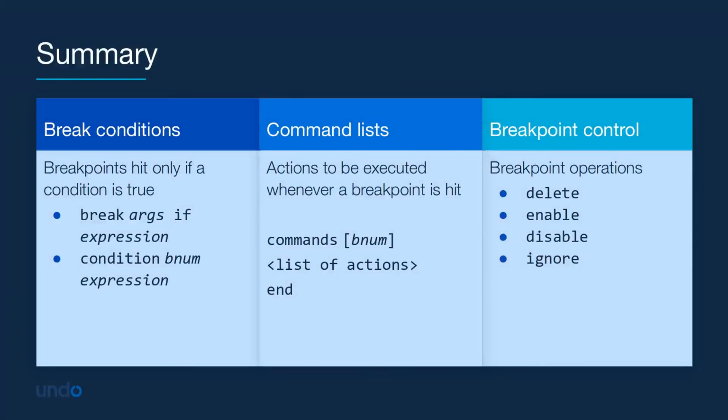In this tutorial, we have presented a number of commands which are useful when working with breakpoints and watchpoints. Three main topics have been addressed: break conditions, breakpoint command lists, and breakpoint control. By using break conditions, execution will stop on a breakpoint only if its condition is met. There are two ways in which we can set break conditions, either when defining the breakpoints or later on using the condition command. Command lists allow us to define actions that are to be executed whenever a breakpoint is hit. Finally, breakpoint control is done for operations such as deleting, enabling, disabling, or ignoring breakpoints or watchpoints.